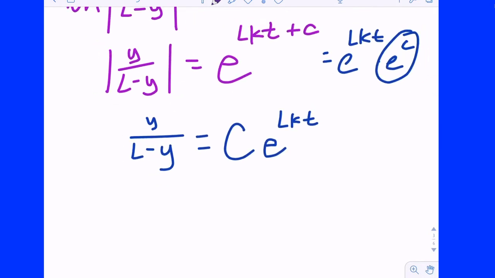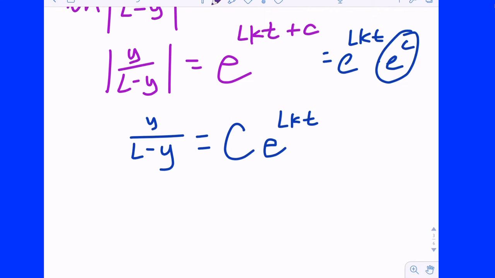Yeah, it's kind of like a chess game, right? You kind of think a couple moves ahead. If you multiply both sides by L minus Y, you could then distribute the C e to the LKT to both terms. And that'll give you a Y term on the right, which you could then add to collect it with the Y that's left on the left. And then you have two terms with Y on the left. You could then factor out the Y on the left and divide through by the blob that's left on the left.